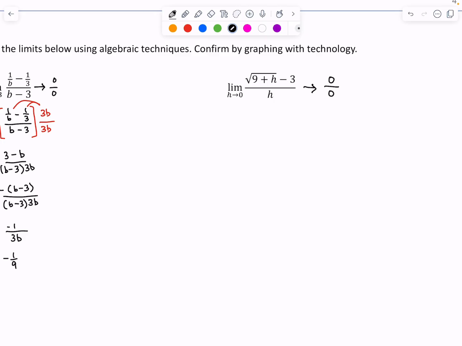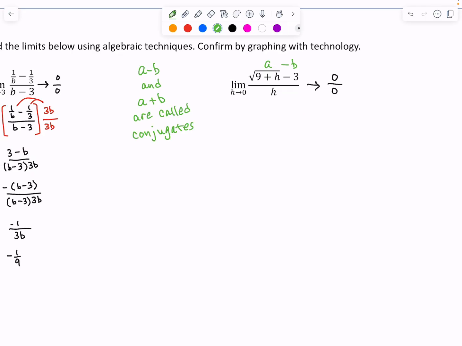Let's do some algebraic manipulation. Now the structure of the numerator is a difference, a minus b. What we're going to do is multiply the numerator and denominator by the conjugate of this term. Now the conjugate of a minus b is a plus b, and a minus b and a plus b are called conjugates of each other. So let me rewrite the problem. I'm going to multiply the numerator and denominator by the conjugate of the numerator. So square root of 9 plus h and then plus 3. Same thing in the denominator.